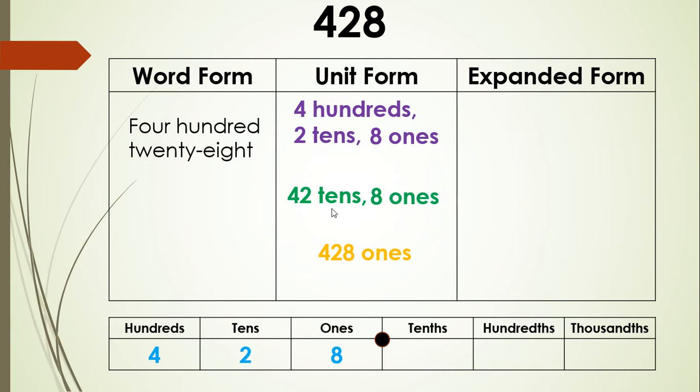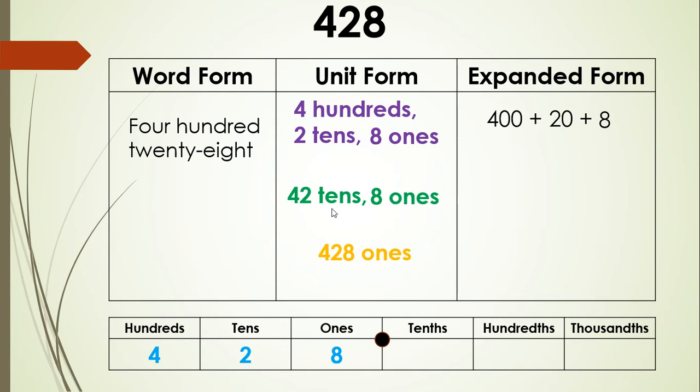We're going to now rewrite this number in expanded form. To do that, we can do it in 3 ways. The first way is just by using addition. So we write the value of each digit. Since the 4 is in the hundreds place, the value is 400. So we're going to write 400 plus, since the 2 is in the tens place, the value of the 2 is 20. So 400 plus 20, and the 8 is in the ones place. So the value of that 8 is just 8. 400 plus 20 plus 8.